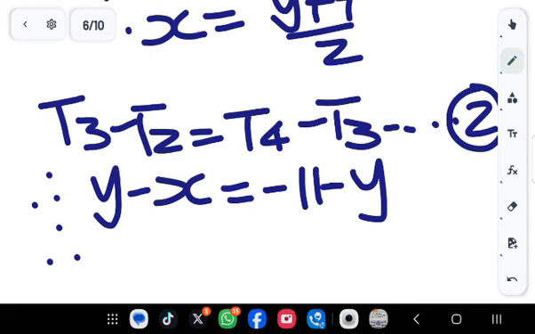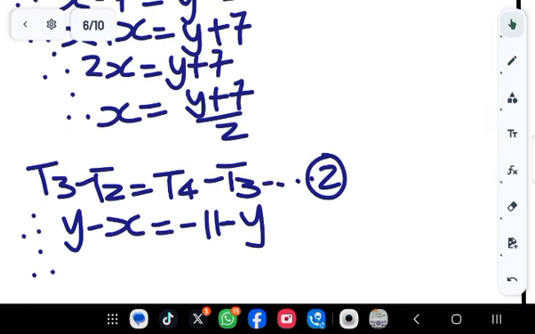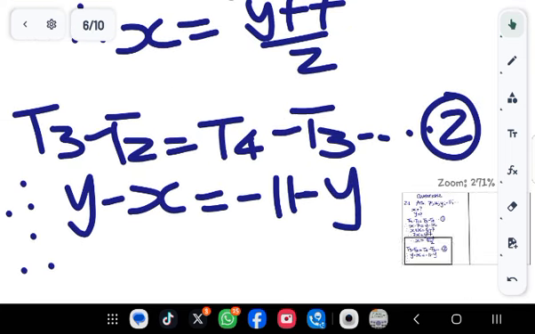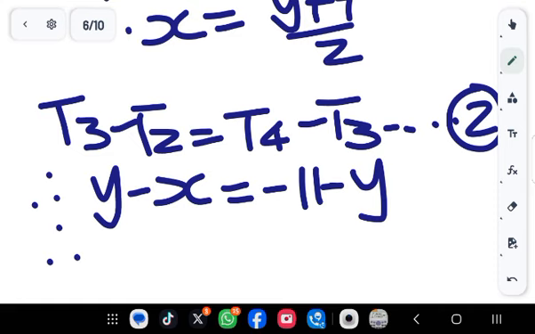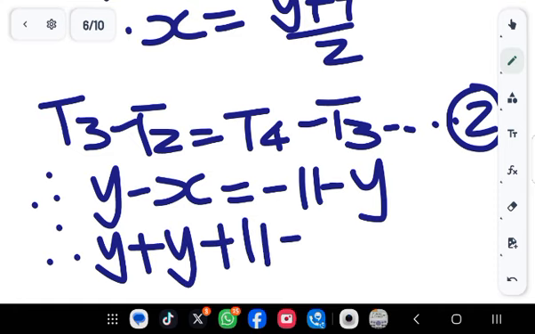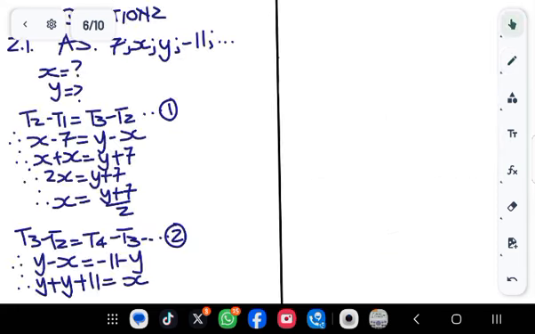Take the y's to the same side, or we can have x on its own. It's up to you how you want to do it. So method 1, you can make x the subject of the formula and then equate the x's, or you can make y the subject of the formula and substitute it. I prefer the x method, so let's take the y's to the same place and the 11, and then we have x on the other side. So that will be 2y plus 11 equals x.